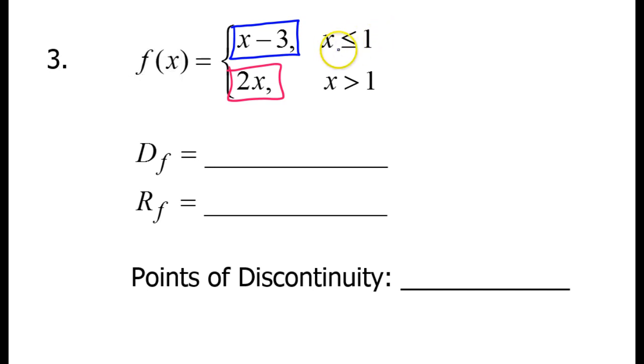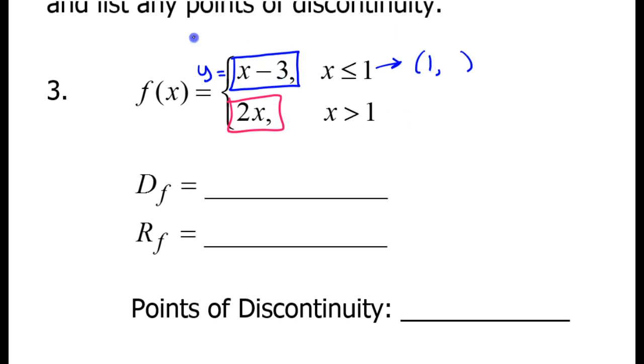Now, this value right here tells us where we begin using this function. So this value is going to help us find the endpoint of this part of the graph. So we are basically being told the x value of the endpoint right here. So the endpoint is going to be 1 comma something. I need the y value that goes with this, though. So think of this as y equals x minus 3. If x is 1, then y is equal to 1 minus 3, which is equal to negative 2.